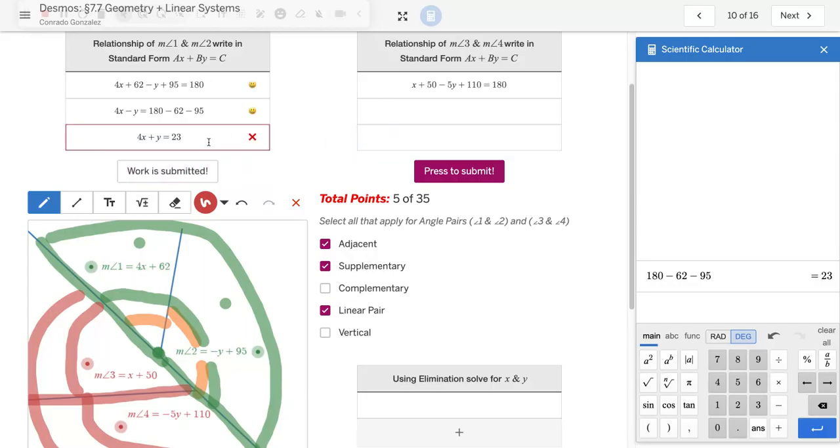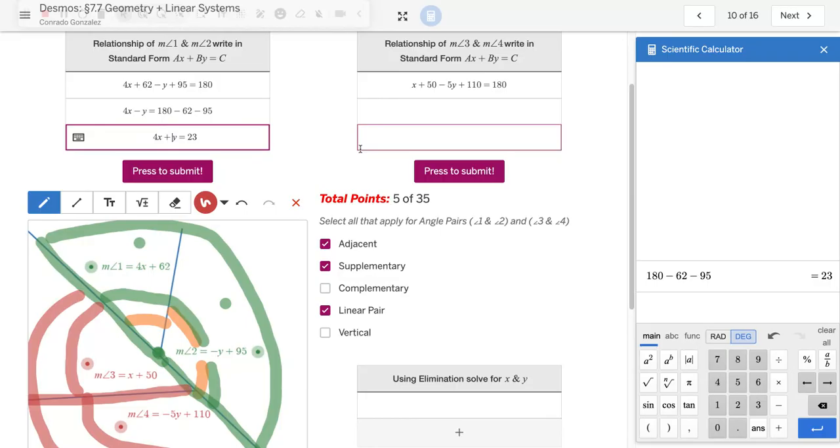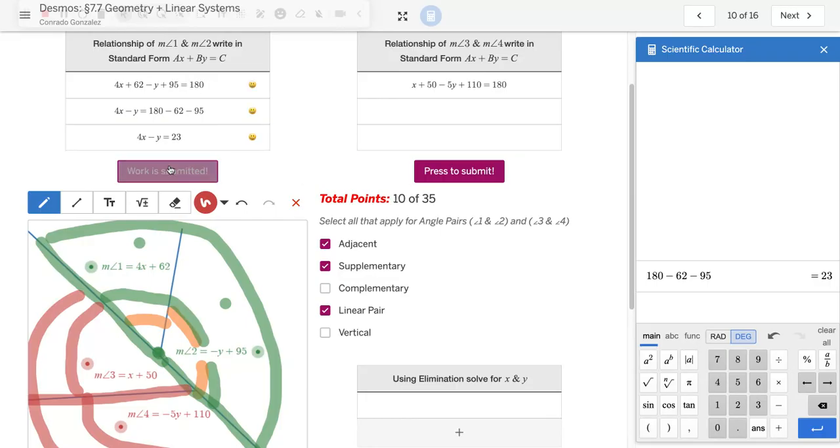So that's 4x plus y equals 23. And then check your work, and nope. What happened? 180 minus 62. Oh, it's minus y, not plus y. Minus y. There we go. Let's check it again. There it is. It's nice to check it so you don't make mistakes.